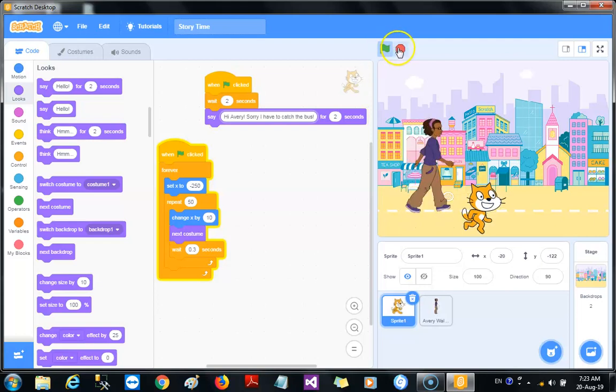Can you see that? Now Scratch is so interesting. Trust me, it is interesting. Why did I say Scratch is so interesting? Can you see we have 2 when green flag clicked blocks, but Scratch executes both of them at the same time.